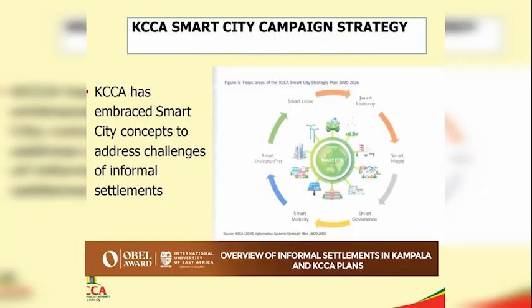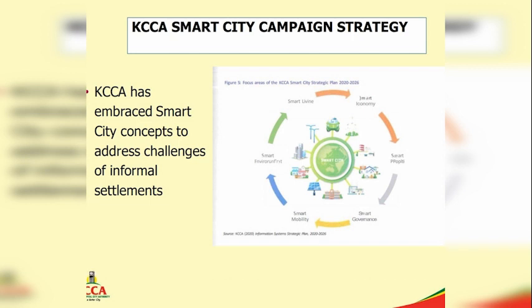Now, some of the strategies that KCCA is employing to deal with the challenges of slums. Like I said, we have now gone smart. KCCA has embraced smart city concepts to address challenges of informal settlements. In this chart, you are seeing it is in our strategic plan: smart environment, smart living, smart economy, smart people, smart governance, and smart mobility.